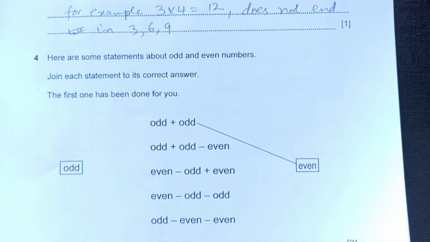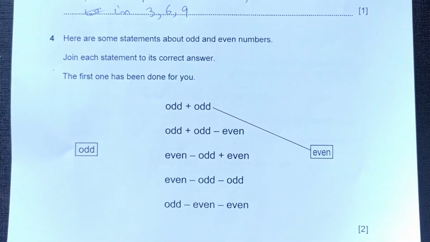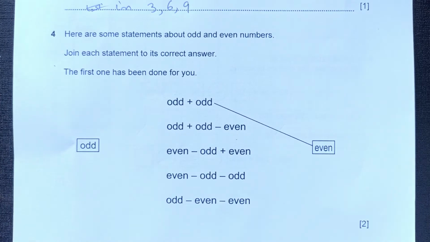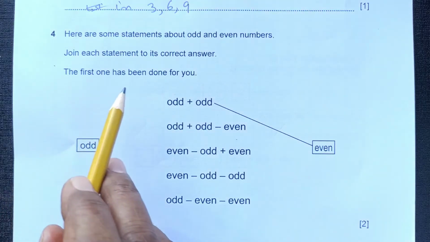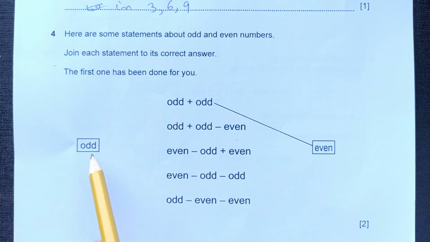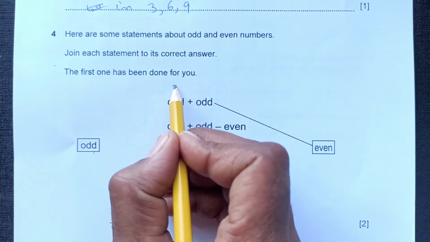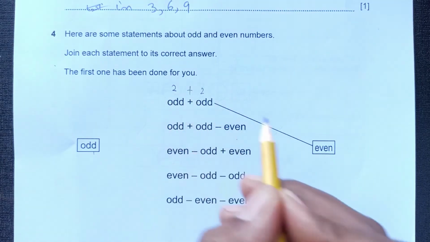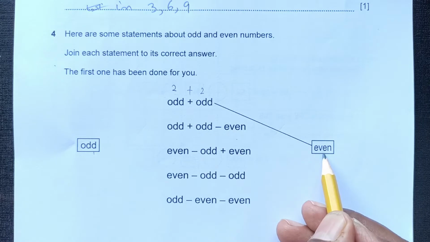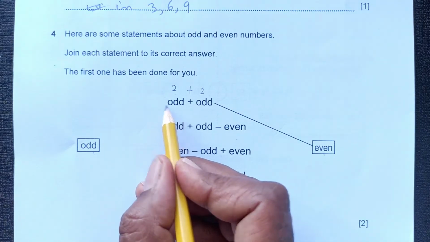Now number 4, here are some statements about odd and even numbers. Join each statement to its correct answer. So we have odd here, this side even. So odd plus odd, we can take some examples like 2 and 2. 2 plus 2 is 4, which is even. Okay, so it is here. 2 plus 2, it's not odd.